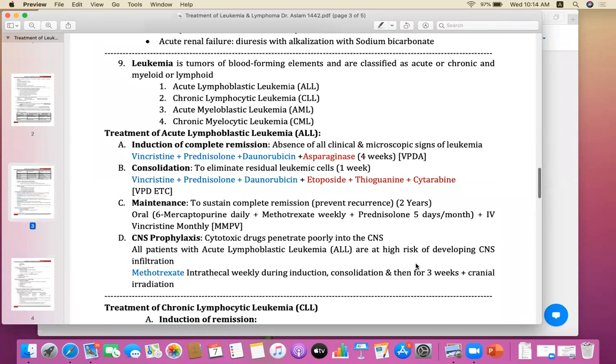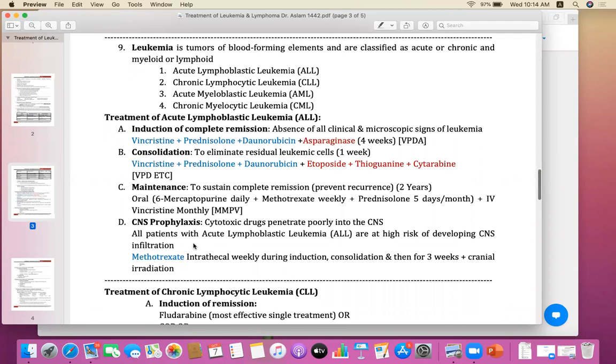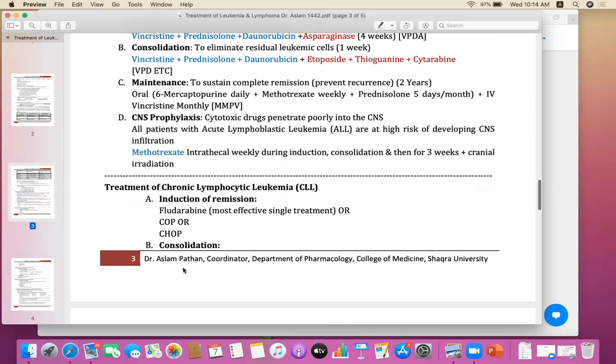Yesterday we discussed the treatment of acute lymphoblastic leukemia, which includes four stages: induction of complete remission, consolidation, maintenance, and CNS prophylaxis. The drugs were VPDA for induction of complete remission; for consolidation, VPD, and A is replaced by ETC. For maintenance, you need MMPV, and for CNS prophylaxis, you need methotrexate for 8 weeks.